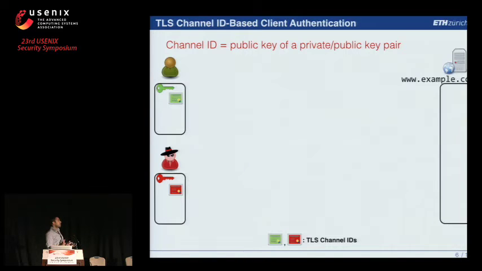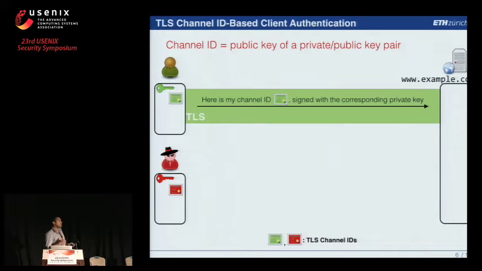So what is a channel ID, first of all? A channel ID is the public key of a private-public key pair that the browser generates on the fly when trying to connect to a specific domain for the first time. The private key is shown here as a little key, and this never leaves the browser, of course. The public key is shown as a little certificate, because you could think of it as a self-signed certificate. So that's why I have the certificate sign here. So assume that the browser connects for the first time to example.com.